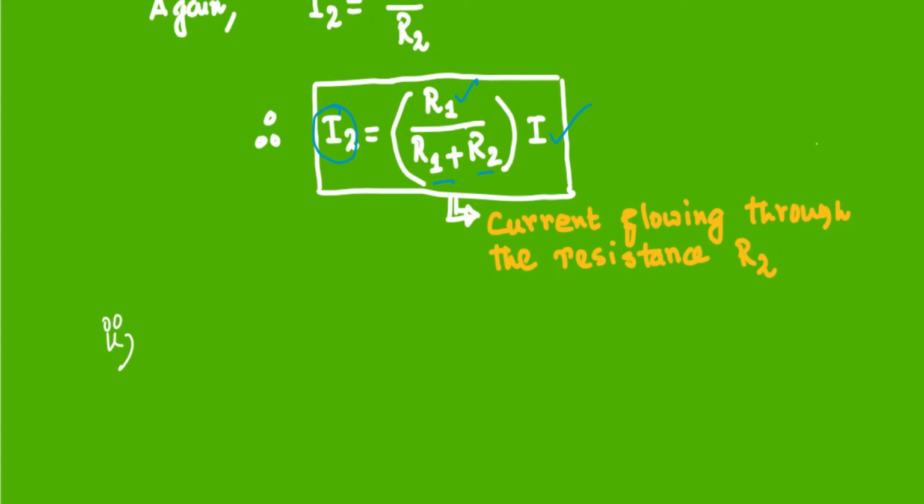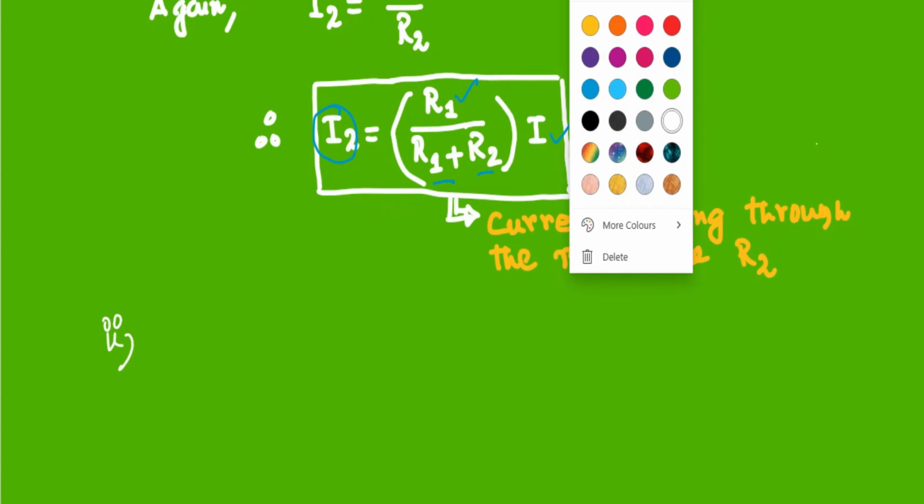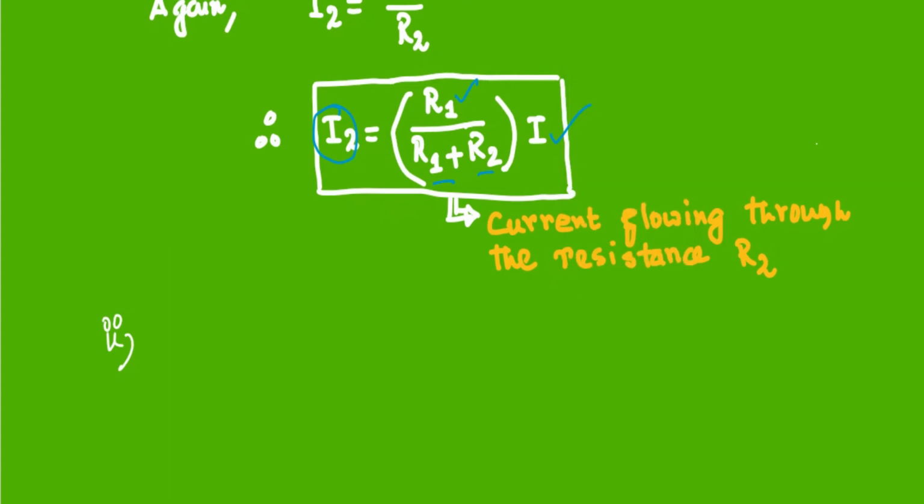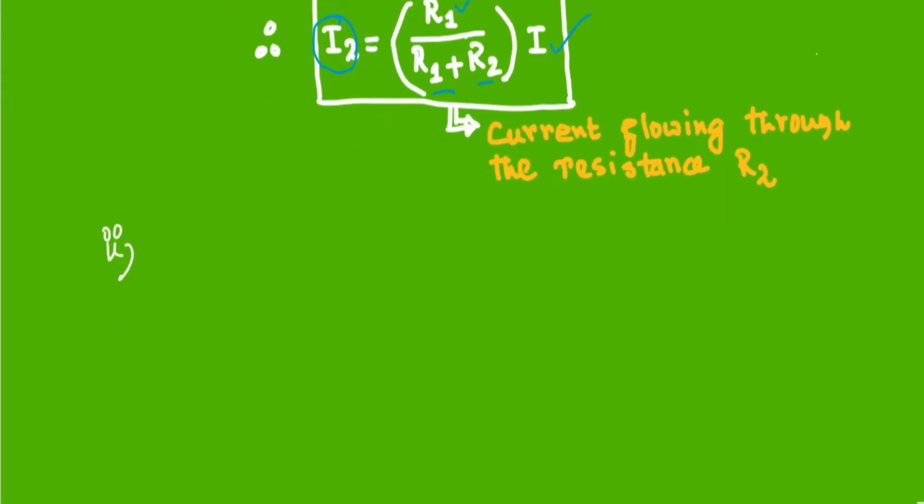Number 2. So now we have the parallel combination of three resistances. We should consider the parallel combination of three resistances, and we have to find the expression of current flowing through the resistances in terms of main current. So here three resistances are connected in parallel combination. Main current is I.